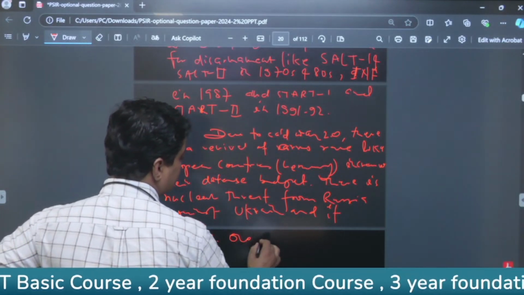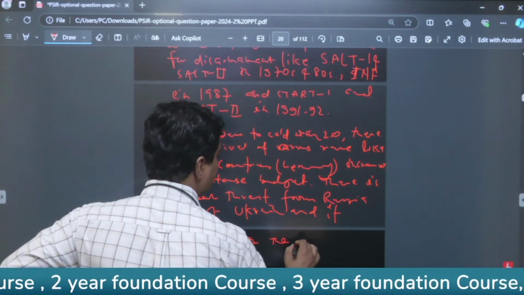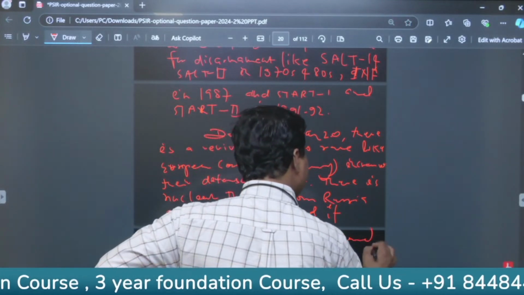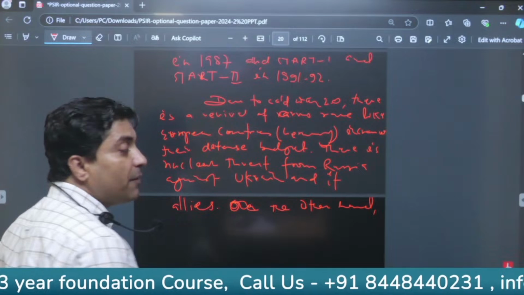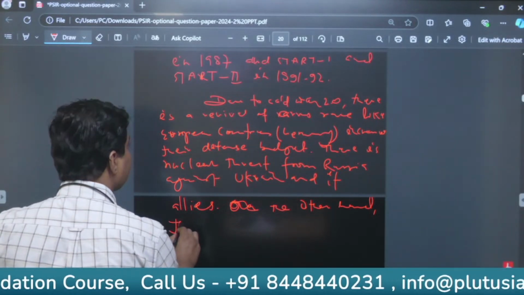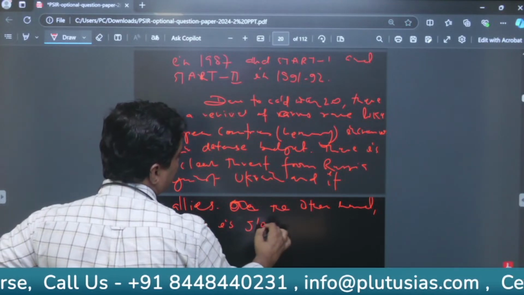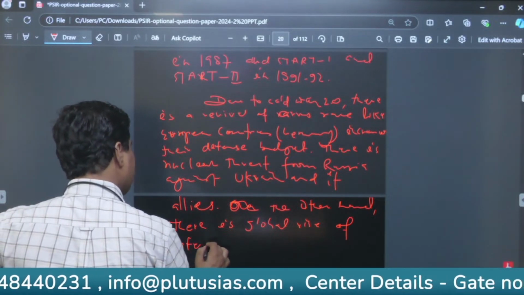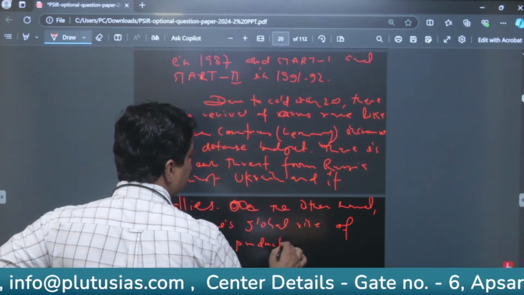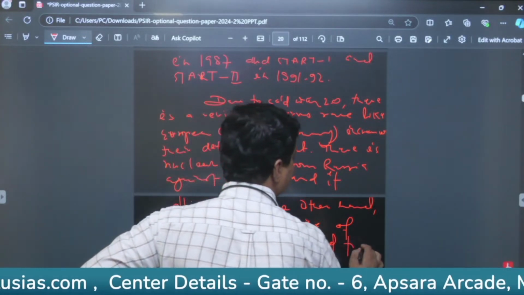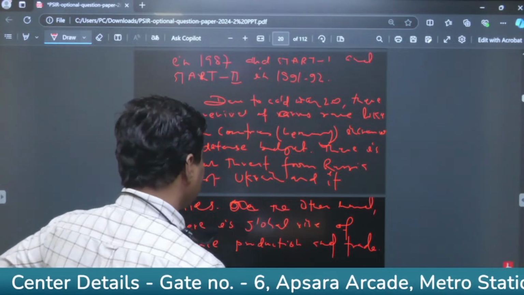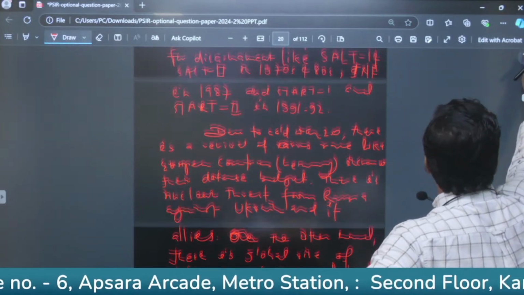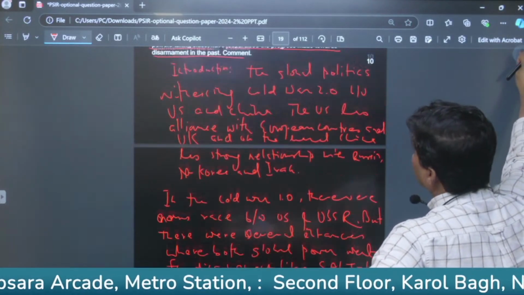On the other hand, there is a global rise of arms production, a global rise of defense production and trade. Therefore, contemporary politics has given rise to the new arms race.